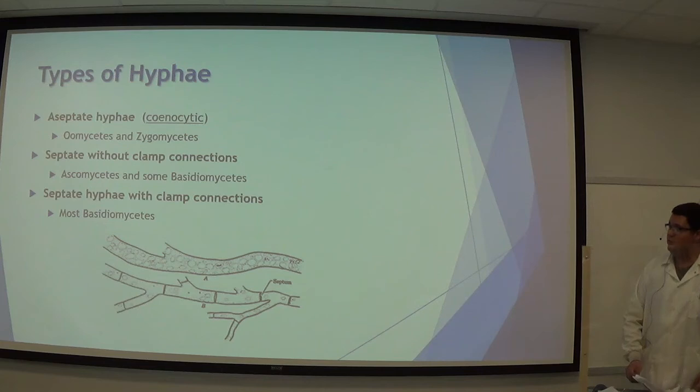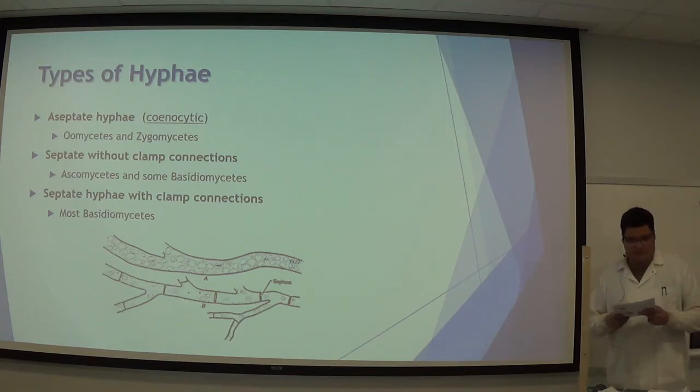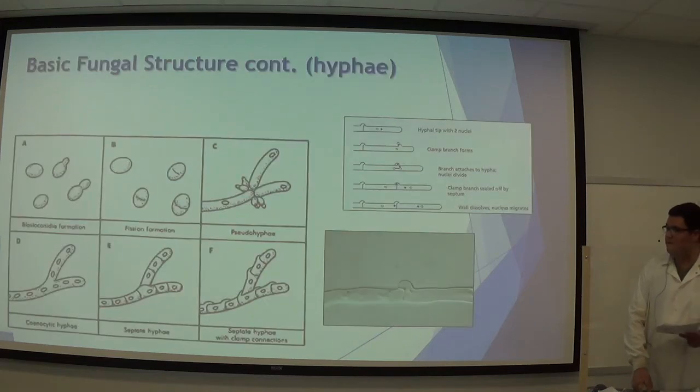So as we mentioned, there's aseptate, also known as cenocytic, which is what the oomycetes and the zygomycetes have. You can have septate hyphae with or without clamp connections. Those fungi that do have clamp connections are usually the basidiomycetes.